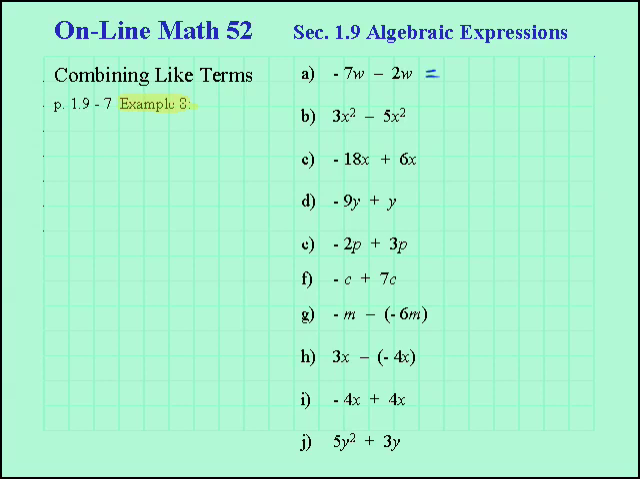This is going to be something w, and it's -7 and -2. That's a -9, so it's -9w. This is going to be something x squared, and it's 3 and a -5. You can think of it as a +3 if you need to, and a -5, which is -2. Here, these are like terms. Something x, -18 and +6 is -12. Oh, here's where it might be. I see 1y. I'm going to write the 1 in. -9y, +1y, something y. Let's see, -9 and +1. It's -8.